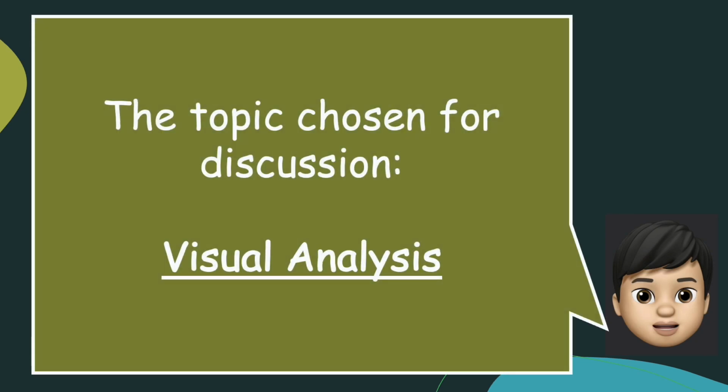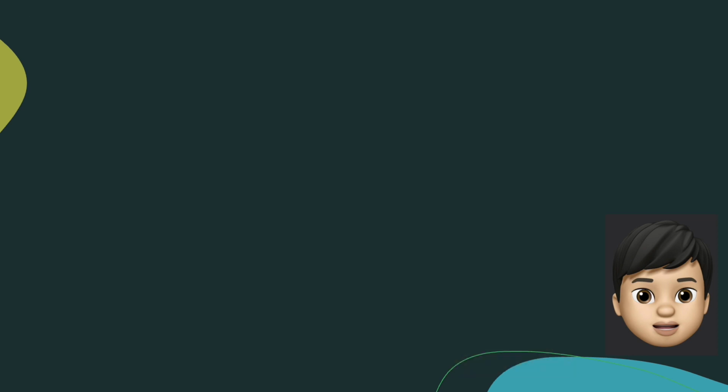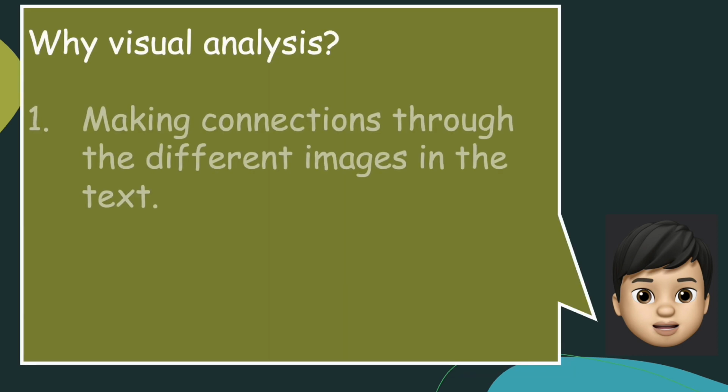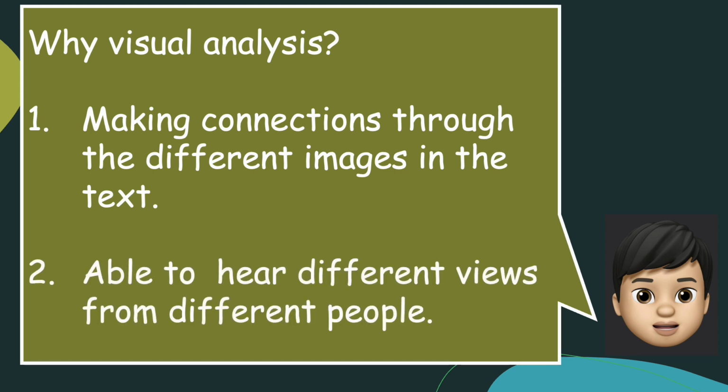The topic that I will look into will be on visual analysis. This is most relevant in the lower primary classroom, which I have taught for quite some time. Why did I choose visual analysis? This is because I would want the pupils to make connections through the different images that they will see in their big book reading, which I will explain a little bit more later. And also, I will be able to hear different views from different pupils and how they make their connections.